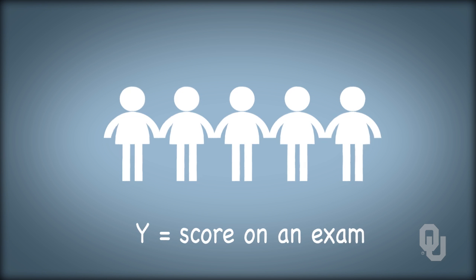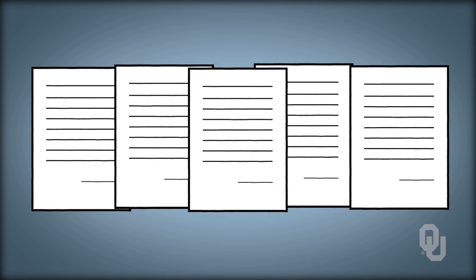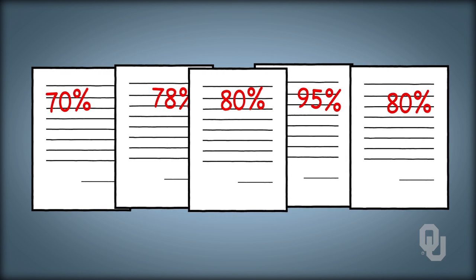After the exam, we know exactly what the distribution of the random variable is. There are 5 members in the population, and there are 5 test scores. Assume that the grades are 70, 78, 80, 95, and 80. We know the distribution of the population, and we know the population parameters. Mean mu is equal to 80.6, and the standard deviation sigma is 8.09. Plus, we know the relative frequency of the test scores in the population.